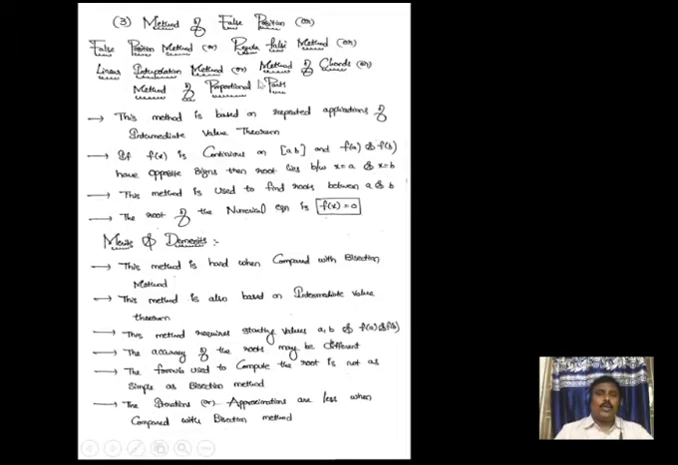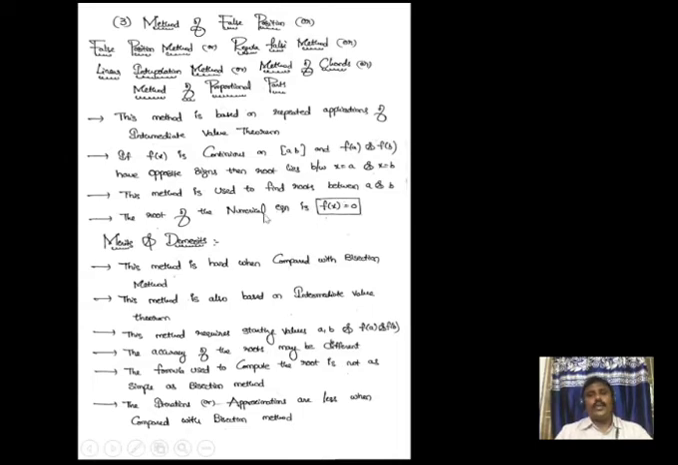In the exam, whatever name they ask, this is method 3, the method of false position. They may ask method of chords also, or method of proportional parts. This is also a very important and very easy method. It is also based on repeated applications of the intermediate value theorem. We already know that if f of x is continuous on the closed interval [a, b] and f of a and f of b have opposite signs, then the root lies between a and b. This method is used to find the roots between a and b.